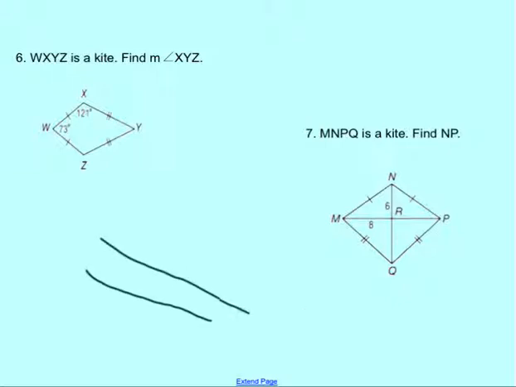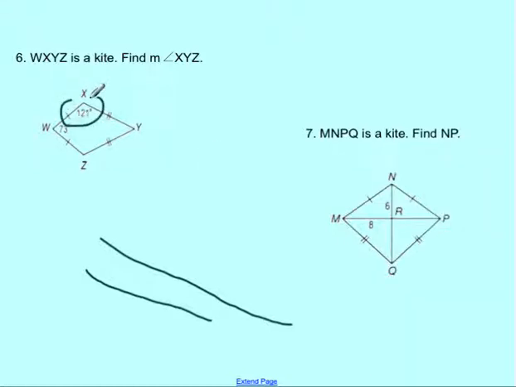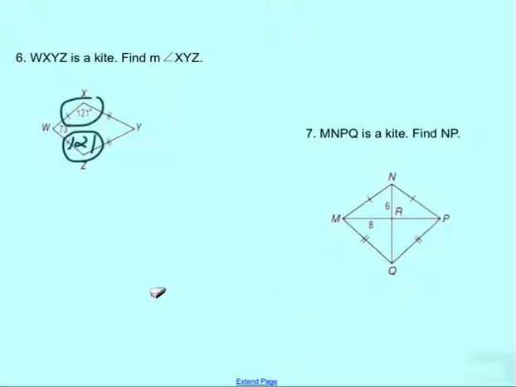this angle right here is congruent to that angle right there. So this angle is also 121. Well, let's remember what we know about a quadrilateral. There are four sides, so the angles need to add up to 360 degrees. So let's go ahead and take a look at that.